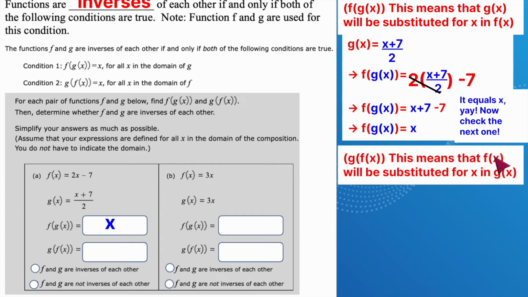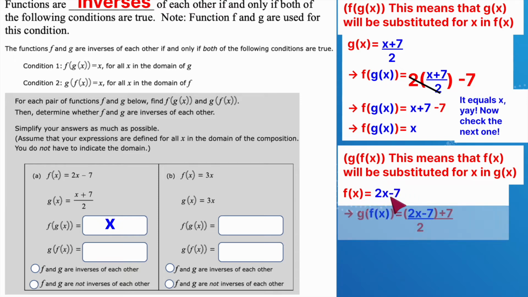Now this means that f of x, that 2x minus 7, is going to be substituted in for x in g of x. Here it is again, and I've made it blue on purpose so that you can see it. Here's f of x, and I'm going to substitute it into the x plus 7 divided by 2. So x becomes 2x minus 7. Now let's go ahead and simplify. On top, I have negative 7 plus 7. Really, these parentheses don't mean anything, they were just showing us the grouping.